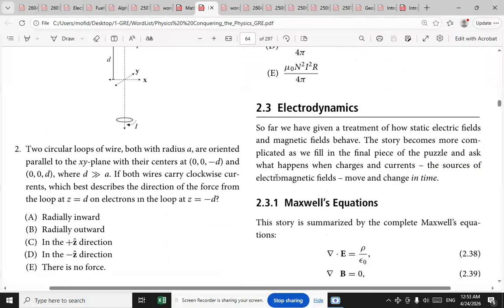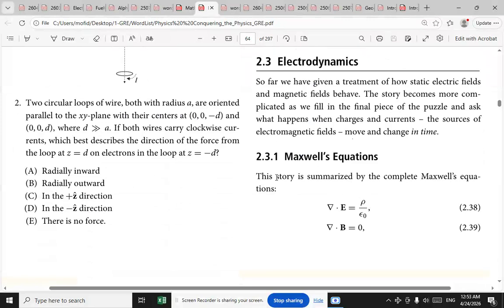Now I want to go through the electrodynamics. So far we have given a treatment of how static electric fields and magnetic fields behave. The story becomes more complicated as we fill in the final piece of the puzzle and ask what happens when charges and currents, the sources of electromagnetic fields, move and change in time.